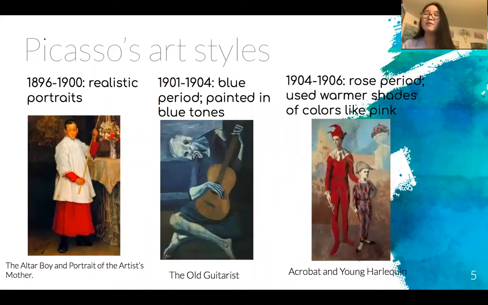Pablo Picasso kept changing his art style throughout the different periods. From 1896 to 1900, he stuck with realistic portraits, such as the one you see over there. And then from 1901 to 1904, he moved to the blue period, which was just painting in a lot of blue tones. Then he moved to the rose period, which was just pink shades and brighter colors.